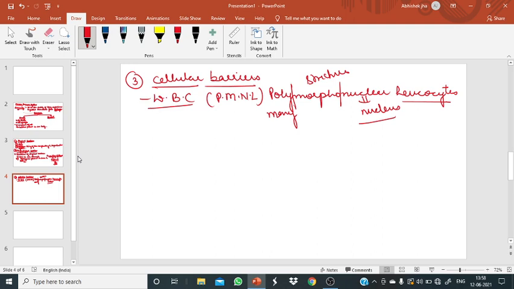Now there are different types of WBCs, like eosinophils, basophils, neutrophils, monocytes and lymphocytes. So which cells actually take part in cellular barriers? An example is neutrophils.